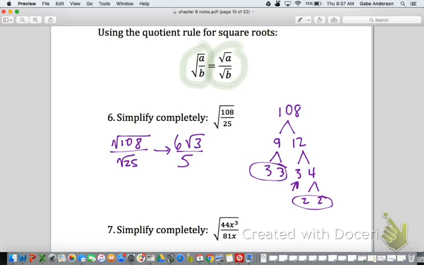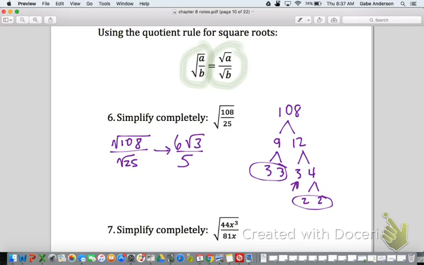Christiana did a pretty nice job explaining that. So this would end up being 6 root 3, or 6 times the square root of 3 divided by 5. What do you think? Good. Christiana, thank you. Good job. Okay, so let's take it up a little bit of a level here.